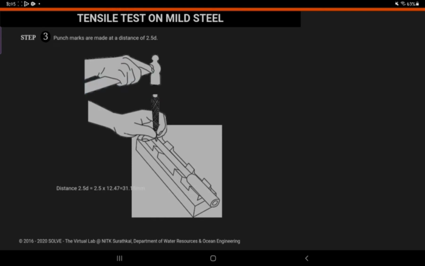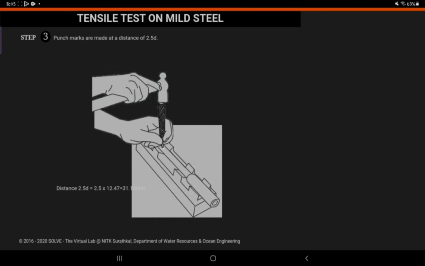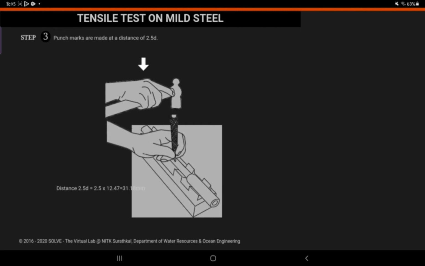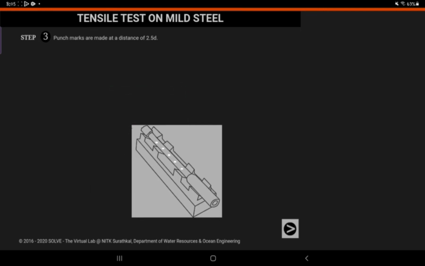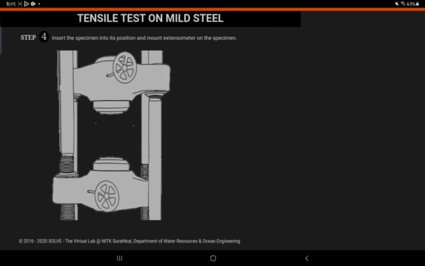Step 3 is punch marks are made at a distance 2.5 d. Distance of 2.5 d is 2.5 times 12.47 equals to 31.3. And then step 4 is insert the specimen into its position and mount the extensometer on the specimen.